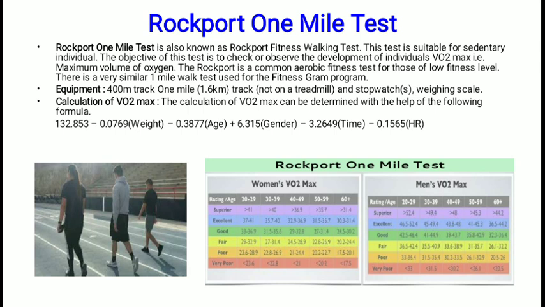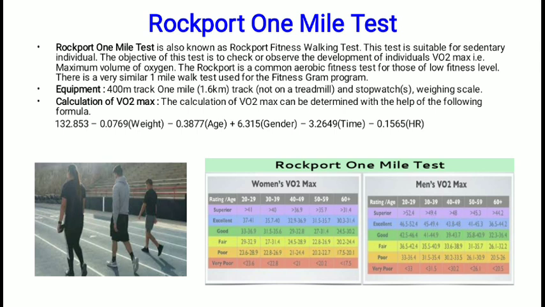The objective of this test is to observe the development of an individual's VO2 max. VO2 max means maximum volume of oxygen, how much maximum volume of oxygen they can take in. The Rockport is a common aerobic fitness test for those of low fitness level. There is a similar 1 mile walk test under the FitnessGram program. The 1 mile walk test or Rockport 1 mile test, you can find these various tests.